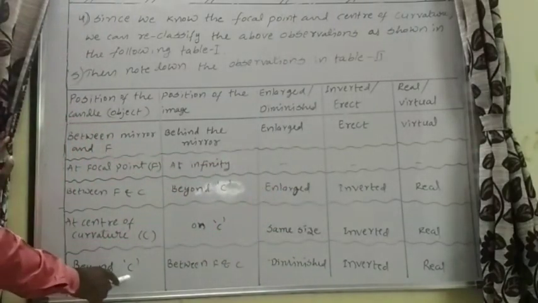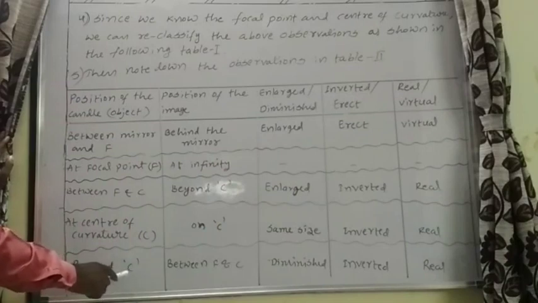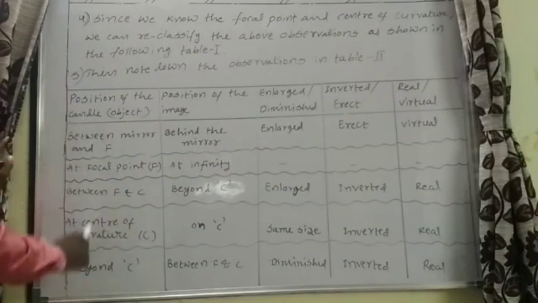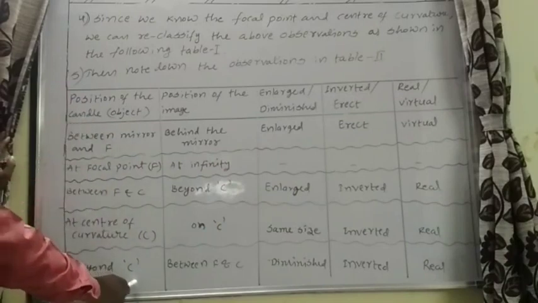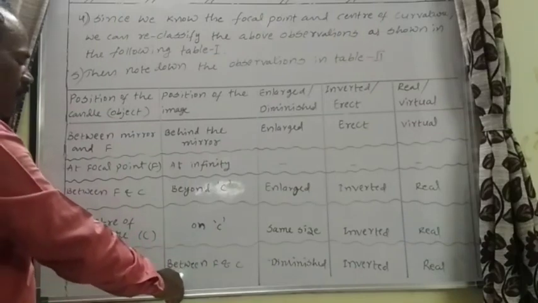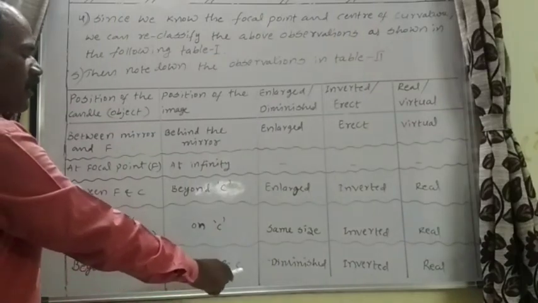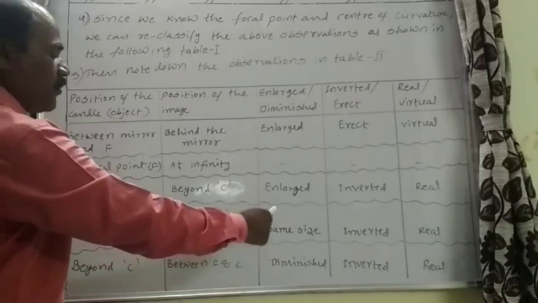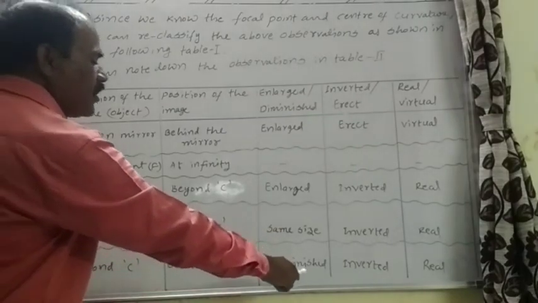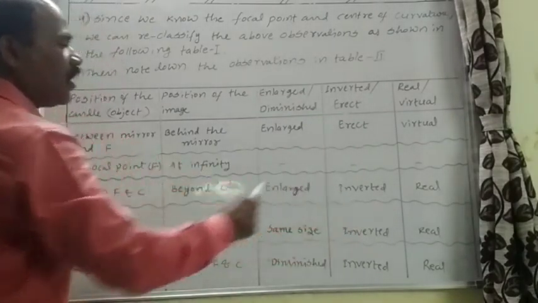Behind the center of curvature. The object is placed behind the center of curvature. The image is formed between the focus and the center of curvature. The nature of the image is diminished, inverted and real.